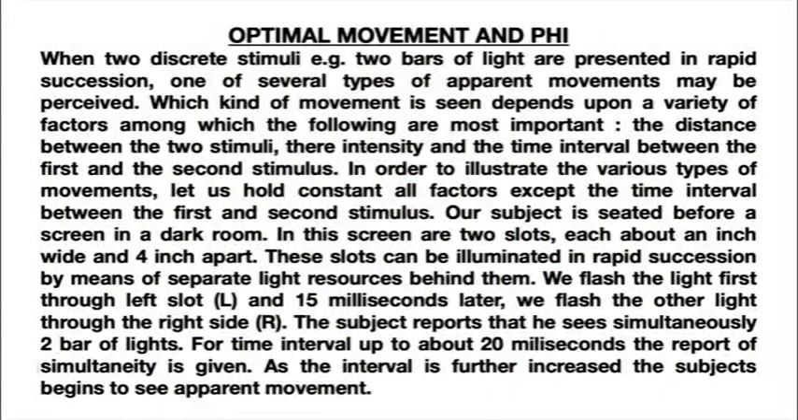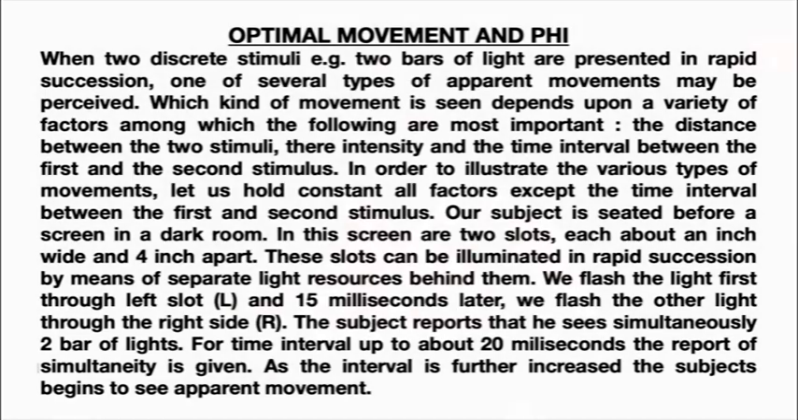Now, optimal movement and phi. This is the phi phenomenon we talk about. When two discrete stimuli, for example two rods of light, are presented in rapid succession, one of several types of apparent movement may be perceived. Which kind of movement is seen depends upon a variety of factors, among which the following are most important.